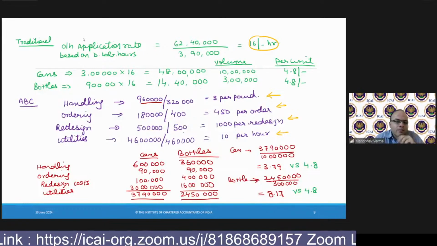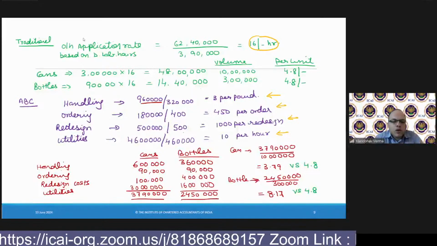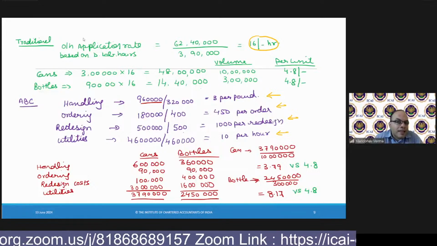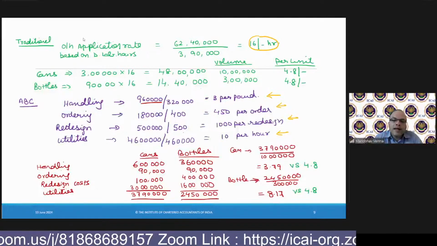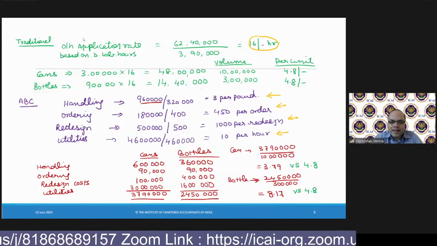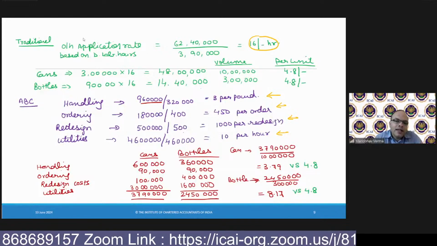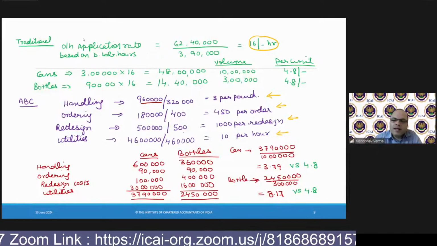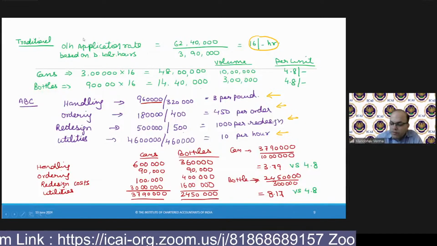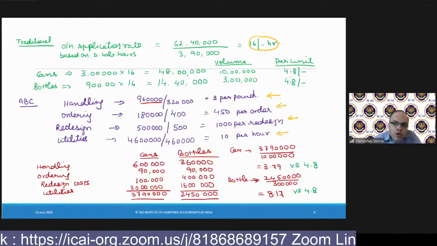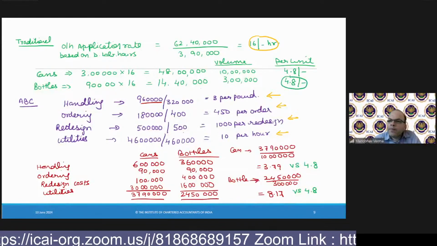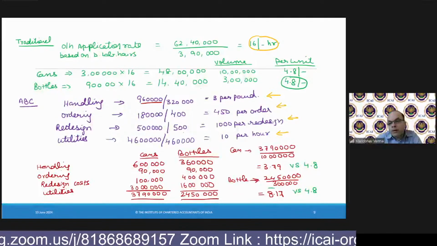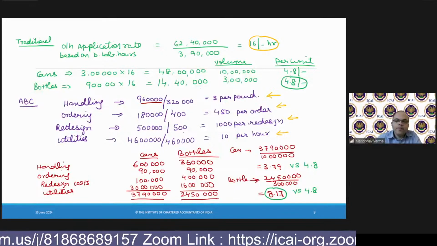Because what is happening here is water, in this case, seems to be absorbing higher resources and more cost. So the cost of cans is actually reduced from 4.8 to 3.79. So initially, I would say that maybe cans would have been overpriced if we were using the traditional costing mechanism. Whereas bottles were also allocated 4.8, so they would have been underpriced now. The real overhead cost that should be absorbed by a bottle is actually 8.17.